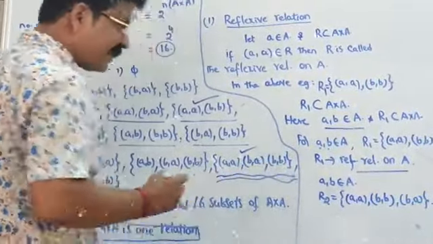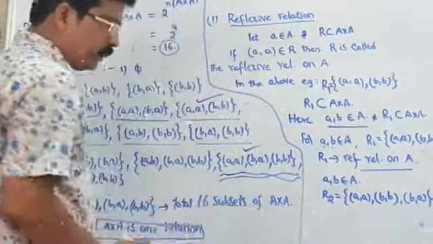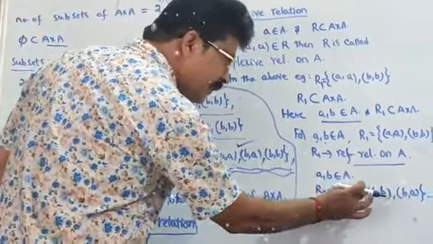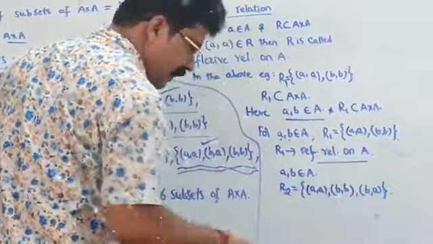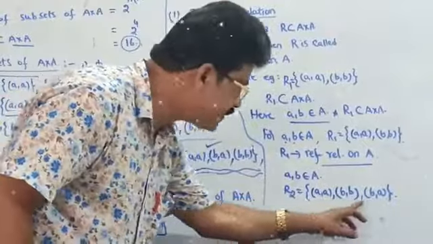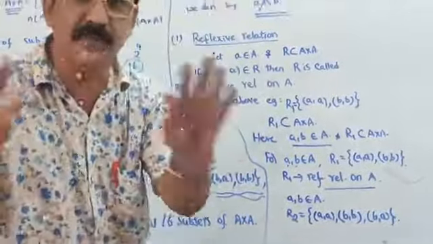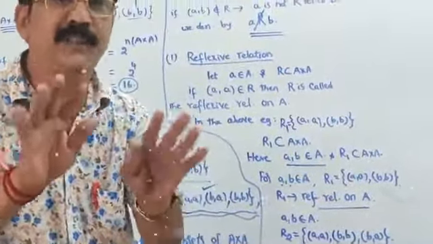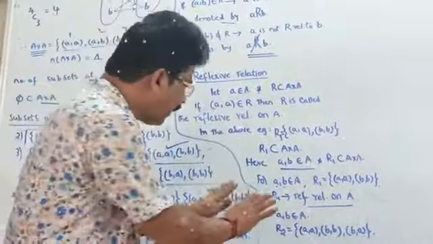We are considering this subset. Name it as R2. So R2 is equal to {(A, A), (B, B), (B, A)}. How many elements are there in R2? That is out of the question. We have nothing to do with the number of elements of R2.